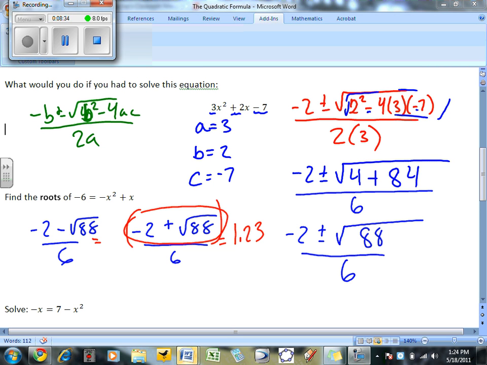So then for the other one, it'd be negative 2 minus the square root of 88 divided by 6, and I get a negative 1.897, something around that range, okay? So that's all you need to do, using the quadratic formula for that. All right.